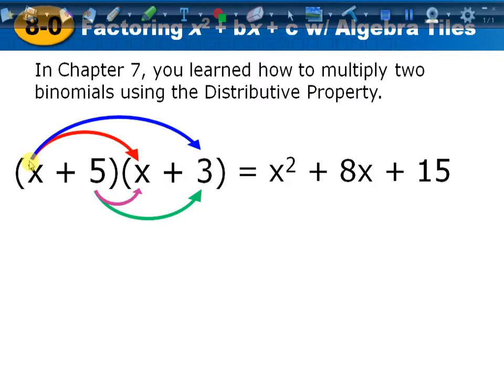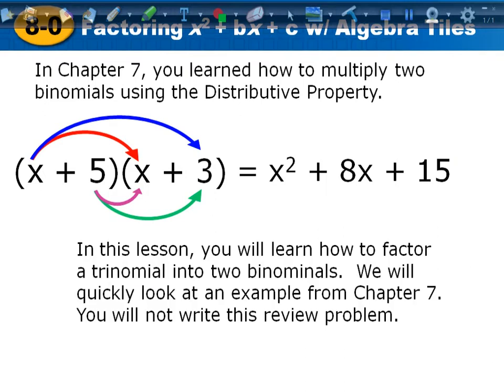So we learned how to say x times x is x squared, x times 3 is 3x, 5 times x is 5x, and 5 times 3 is 15. And then we put those middle terms together and we got x squared plus 8x plus 15. In this lesson, you're going to learn how to factor a trinomial into two binomials. We will quickly look at an example from Chapter 7.